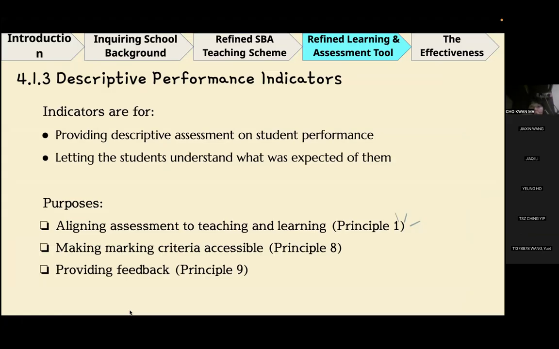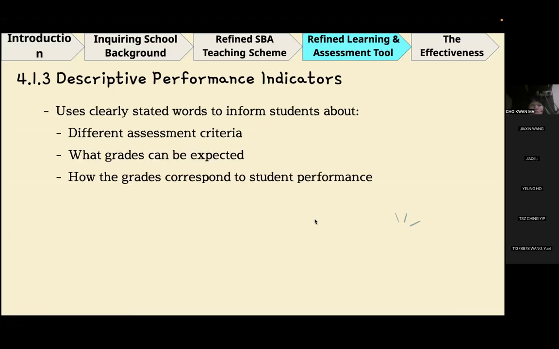And the purpose of these descriptive performance indicators is to align the assessment to teaching and learning, which is principle 1, to make marking criteria possible, which is principle 8, and to provide feedback, which is principle 9.